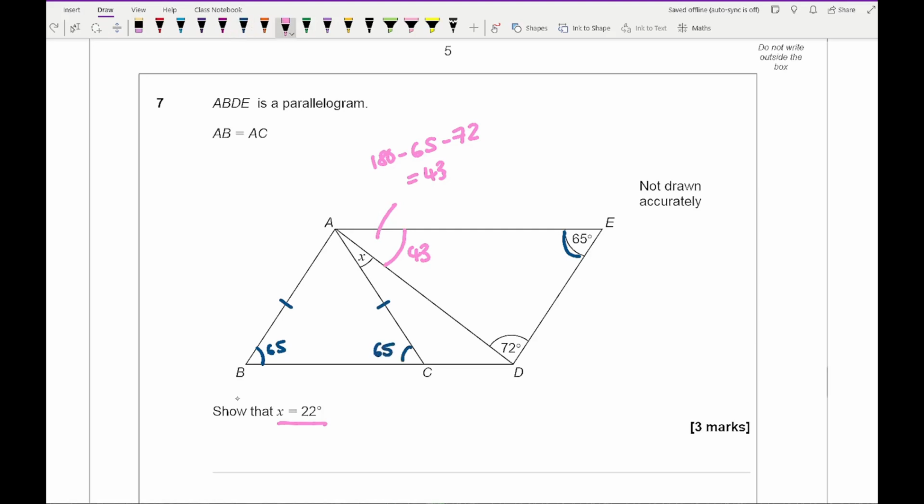And then from this, I can work out what this angle here is going to be by doing 180 minus 65 minus 65, which leaves me with an answer of 50. Then I can work out what this angle is here by doing 180, because angles on a straight line add up to 180, and that gives me an answer of, let's say, 115.